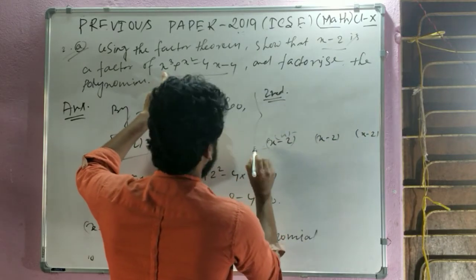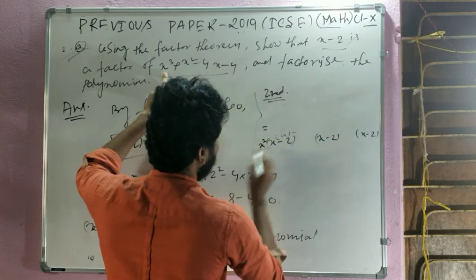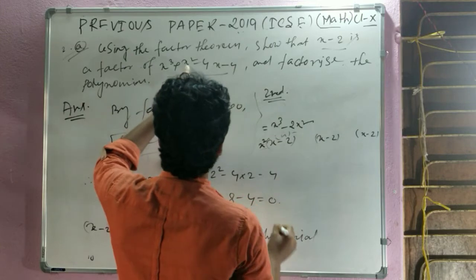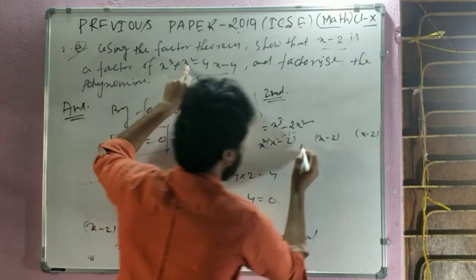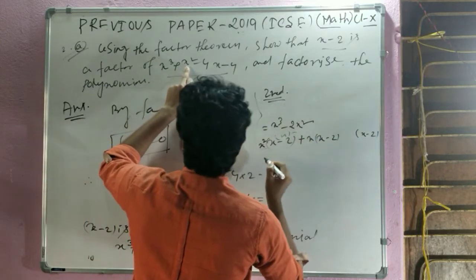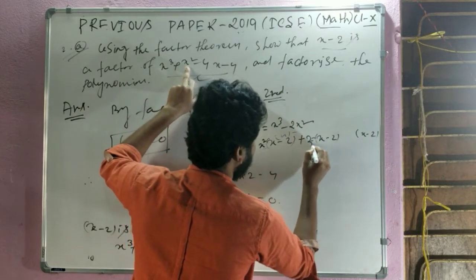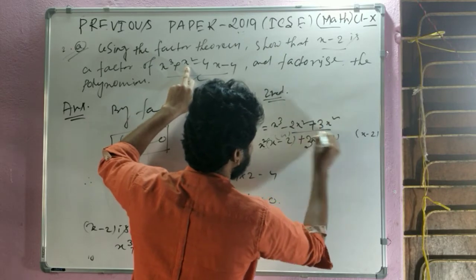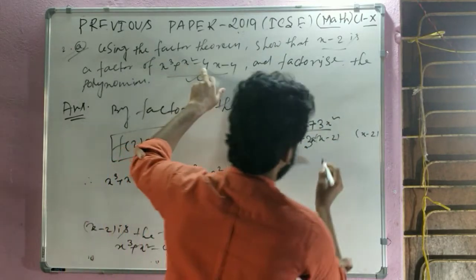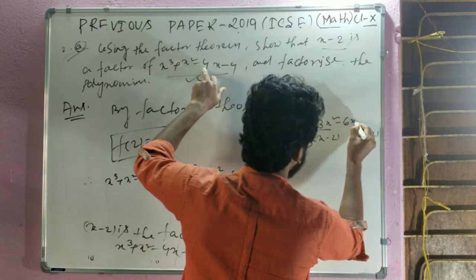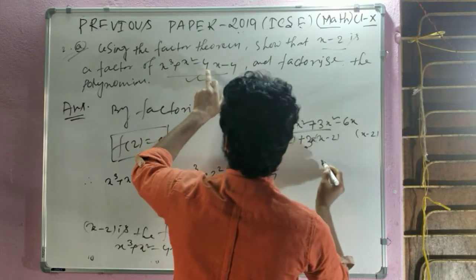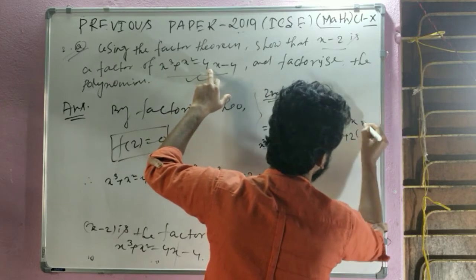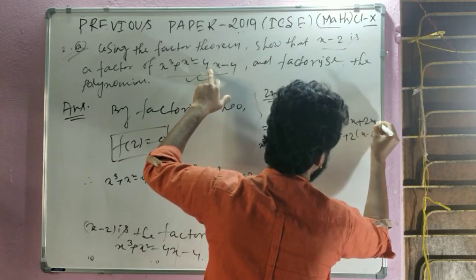So x square, that means x cube minus 2x square, given 1x square. So plus x plus 3x. 3x means plus 3x square. So this is x square minus 6x. Given has minus 4x. So plus 2, that is plus 2x minus 4.